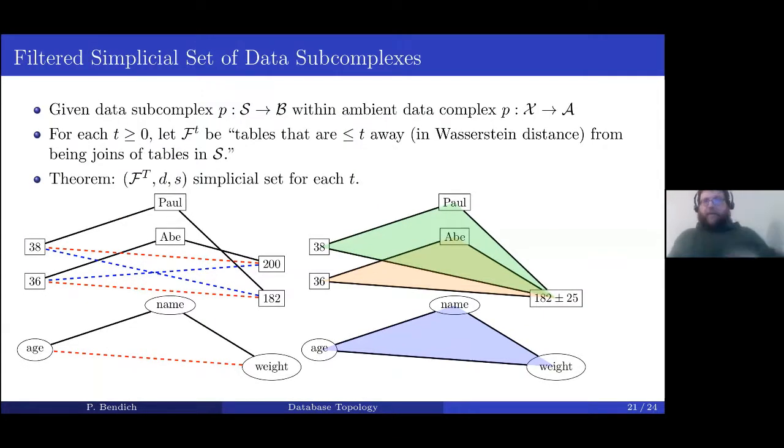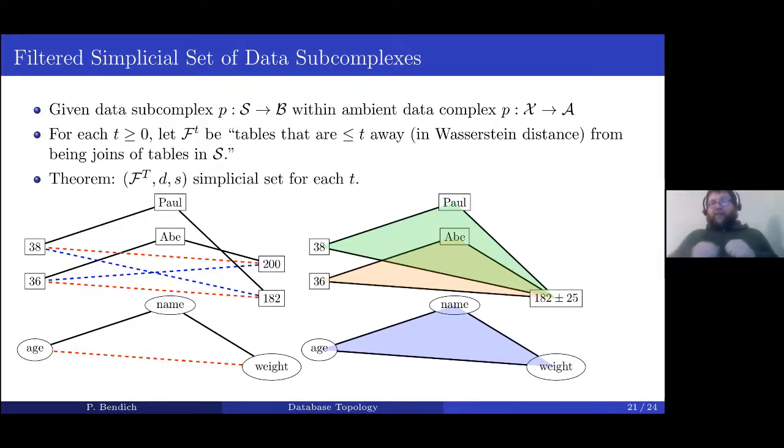So here's the new definition. If I have a data subcomplex, so that's all the data I currently have. And remember, script f sub naught was all the tables that I can make by just joining everything in sight. I'm going to assign script f sub t to be all the tables upstairs, so all the tables that are within t in Wasserstein distance from being joins of tables that I currently have. So in other words, what does it mean to be a join of tables I currently have? It means a table on some joined attribute list where when I marginalize it down, I get the right answer for my tables. And remember, tables are measures.